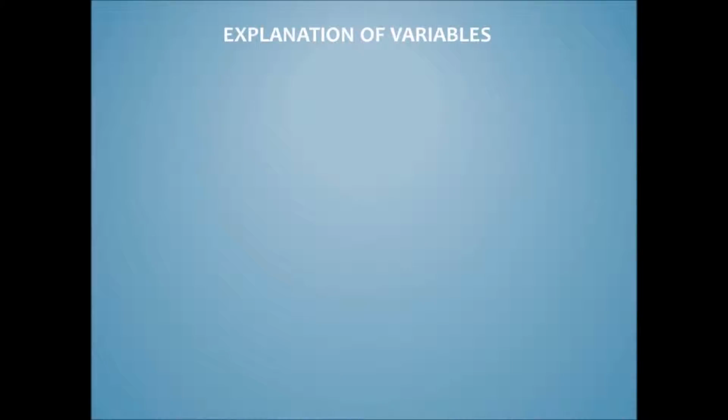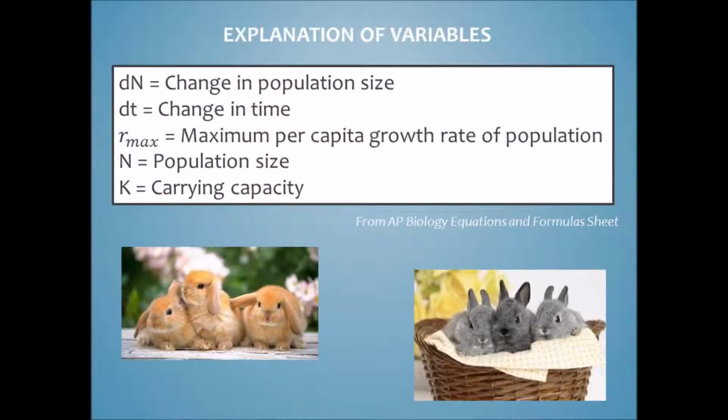The first thing I'm going to do is explain the variables of both equations. Delta n is the change in population size, delta t is a change in time, and delta n over delta t is the thing you're trying to solve for. R max is the maximum per capita growth rate of population, n is the population size, and K is the carrying capacity of this population.